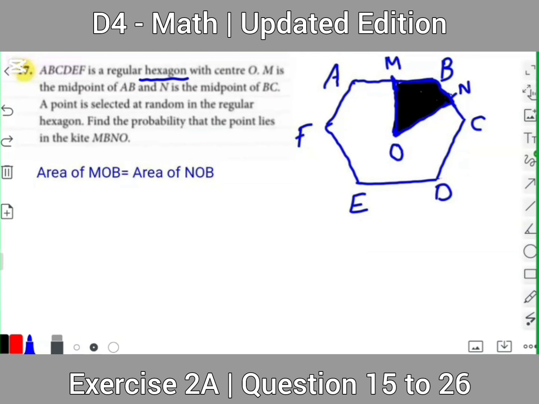Okay, so first we have drawn a hexagon having the vertices A, B, C, D, E, F, and having center O, and M and N are the midpoints of the sides AB and BC respectively. Now we can see the kite in our drawn hexagon, and that is MBNO. For this, we will find the area of MOB. The area of MOB is equal to the area of NOB.